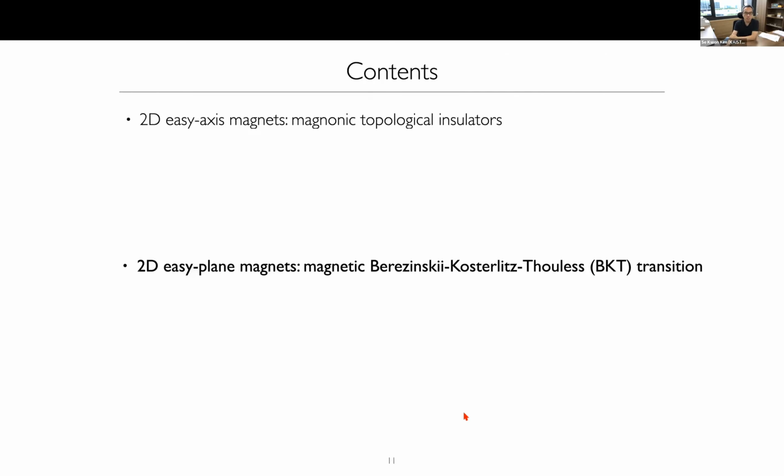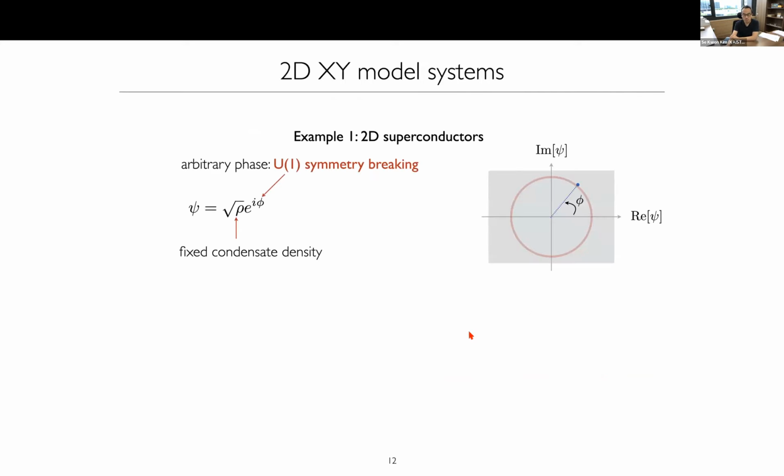So the second topic is about the magnetic Berezinskii-Kosterlitz-Thouless transition. So let me start. This BKT transition can occur in two-dimensional XY systems, and there are a couple of systems that can be classified as these two-dimensional XY models. The first example would be a two-dimensional superconductor.